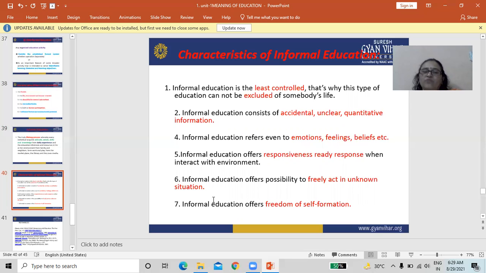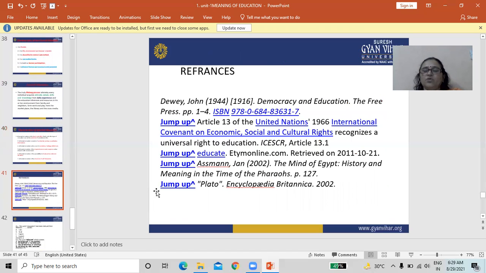Informal education offers responsiveness, ready response when interacting with the environment. Informal education offers the possibility to freely act in unknown situations. Informal education offers freedom to self formation. So these are the characteristics of informal education. These are the reference of our today's lecture.